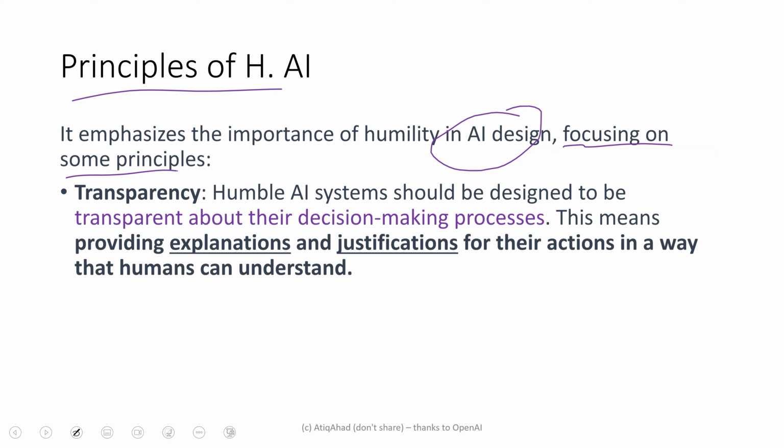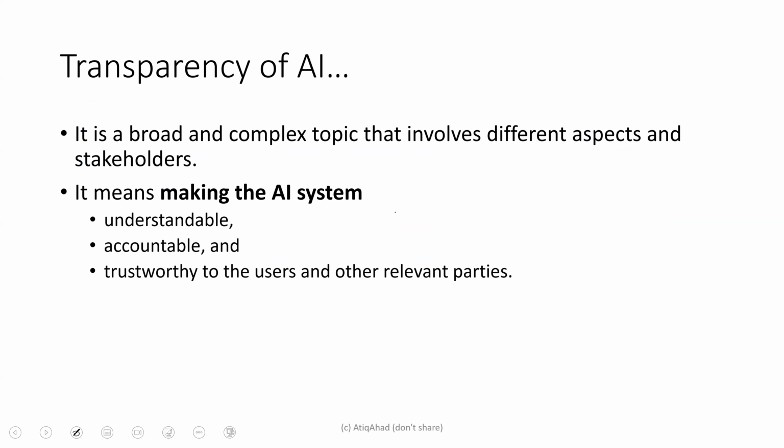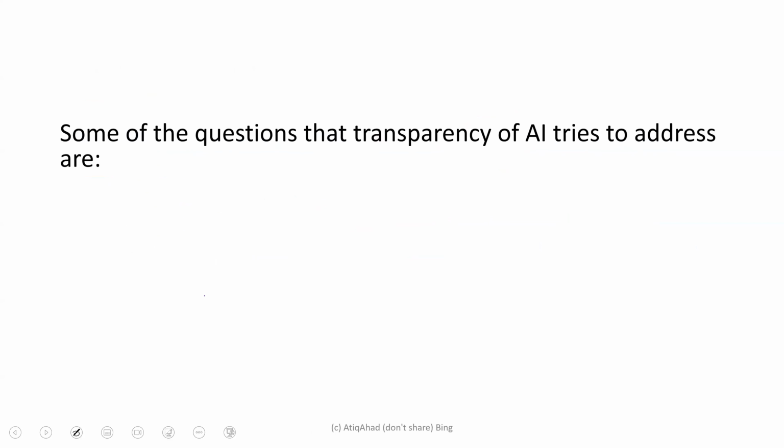Okay. So number one is transparency. A humble AI system should be designed to be transparent about the decision-making process, how they make the decisions, with proper explanations and justifications for their actions in a way that humans can understand. All right. Transparency of AI is a broad and complex topic that involves different aspects and stakeholders. So it means making the AI system understandable, accountable, and trustworthy to the users and other relevant parties.